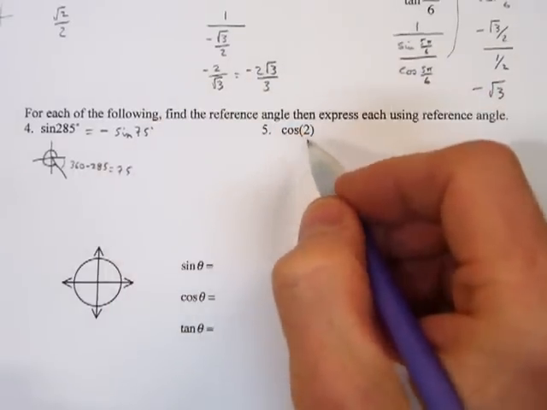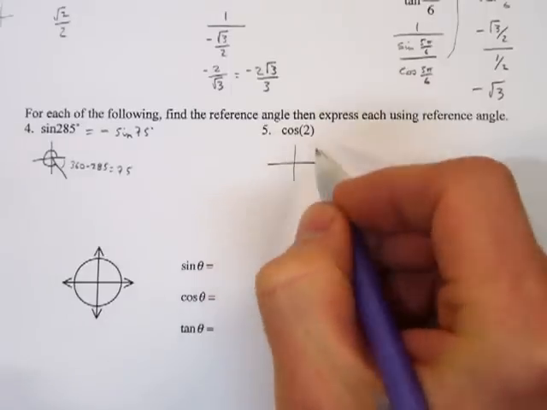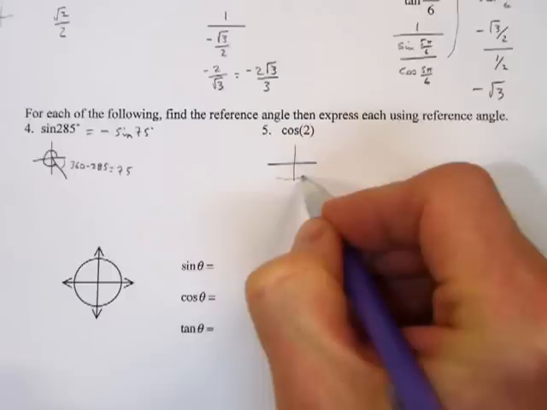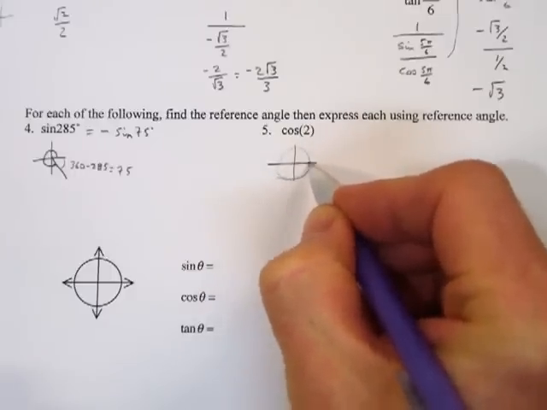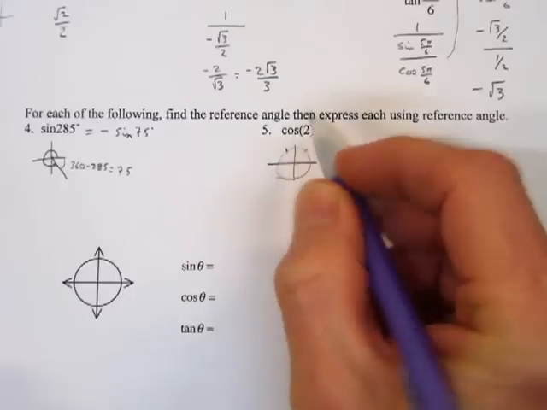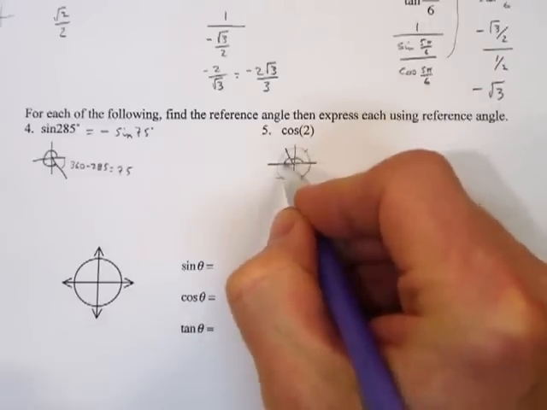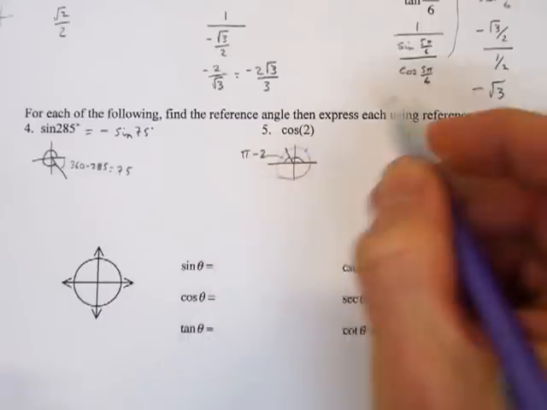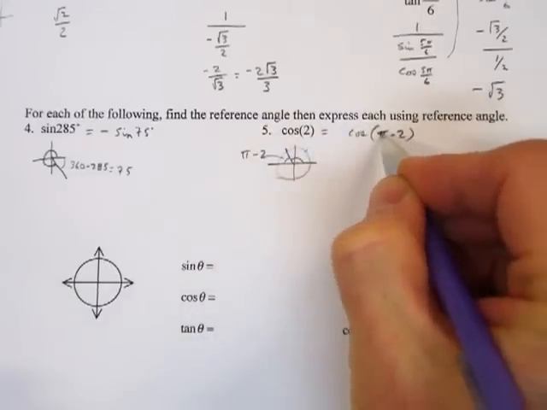Cosine 2, it just says 2. So what is the unit of measure there? It's a radian. So remember, looking at a unit circle, or any circle, a radian is the radius mapped onto the circle. So we have 1, 2. That puts us in the second quadrant. Our reference angle is going to be pi minus 2. So we'll say cosine of pi minus 2.